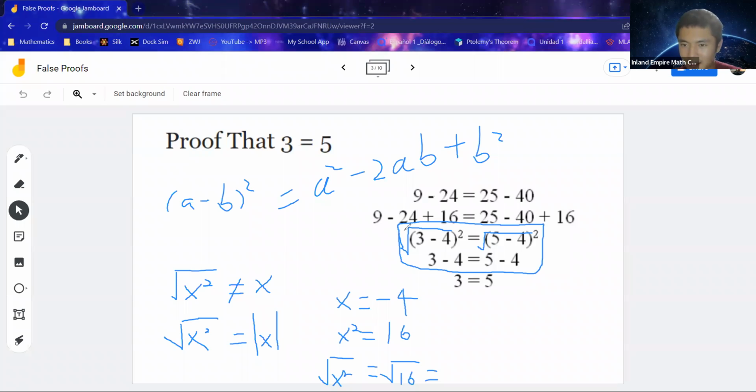Notice the "the," the definite article. Lloyd, feel free to type in the chat if you want to. Oh, that works too.